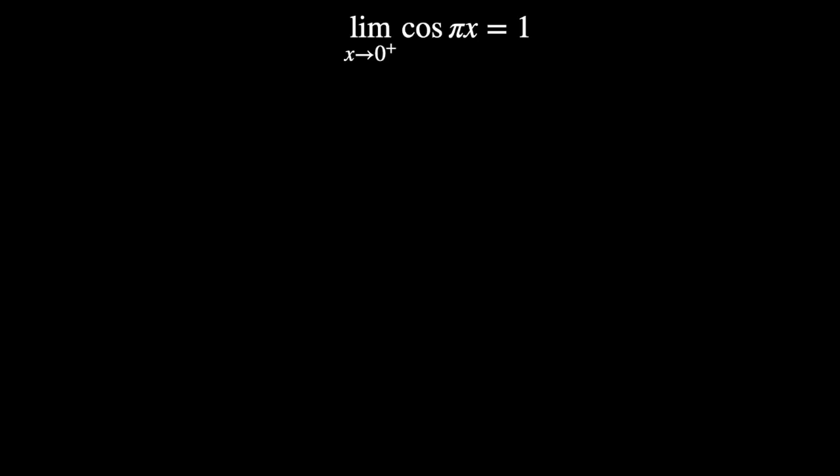Instead of cos pi x, let's talk about any function f of x. And that function f of x might not be going to 1, so let's say it's going to some y value, say y sub 0. And instead of always looking at x going to 0 from above, let's go to some other value of x, call it x sub 0. And so we're looking at the limit as x goes to x sub 0 from above of f of x equals y sub 0. And formally that means you choose epsilon.